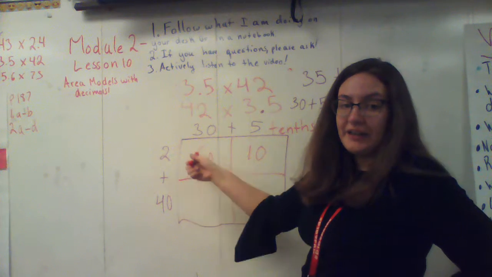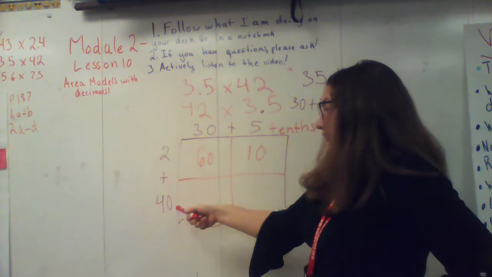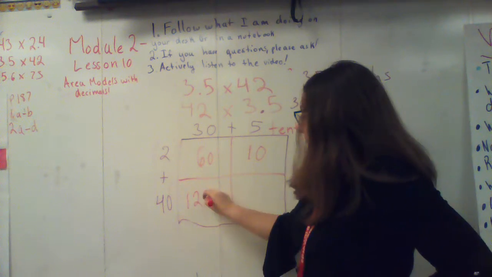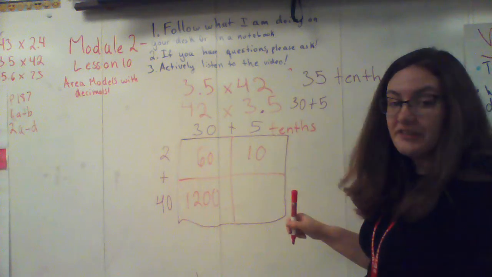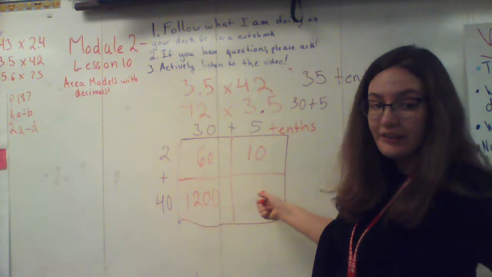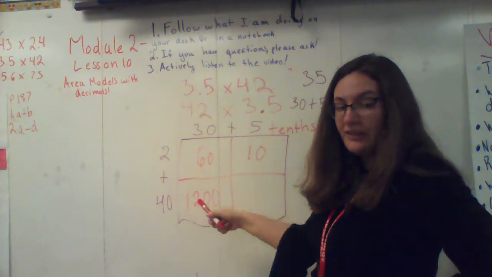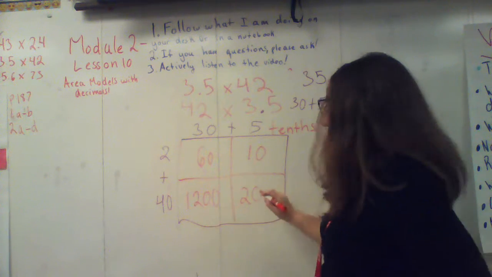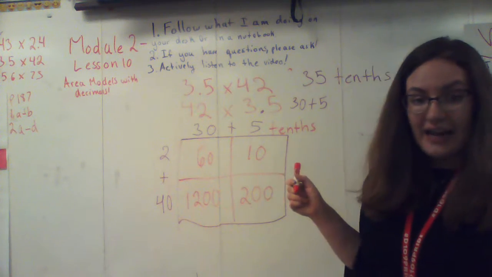In my box right here, I do 30 times 40. 3 times 4 is 12. And then I add 2 zeros. After that, I need to multiply for this box. So I do 5 times 40. 4 times 5 is 20. And then I have one more 0 to add. And now I need to add everything up.